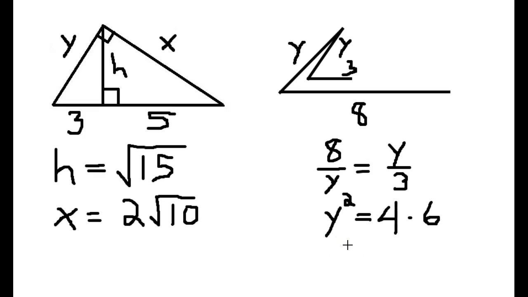So now we take the square root and we get y equals, and the square root of 4 is 2, and we get the square root of 6. Okay, so there we've used the third schematic diagram to figure out what that missing side y was.